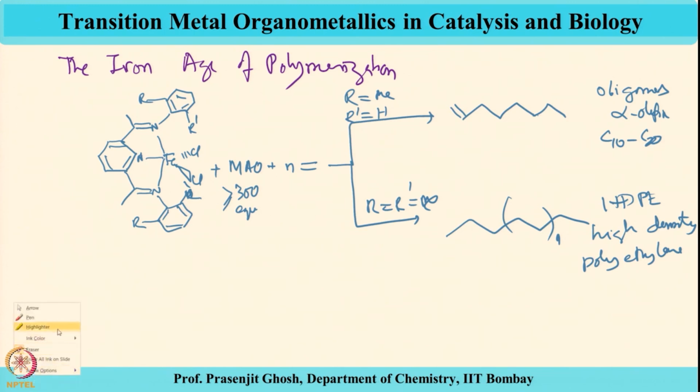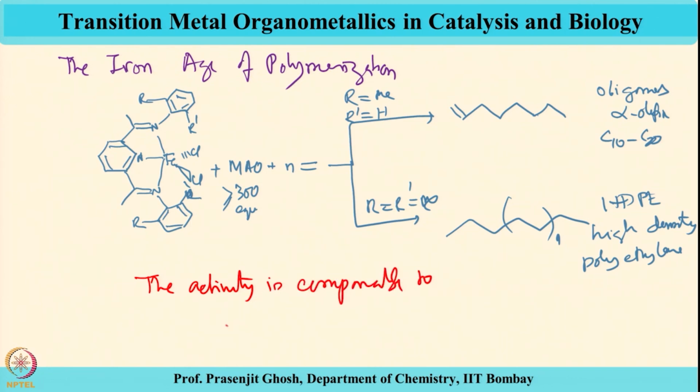The important thing is the activity is comparable to the most active Ziegler-Natta catalyst. This is an important discovery in the sense that iron can now be used to produce oligomers as well as high density polyethylene of extremely high activity.